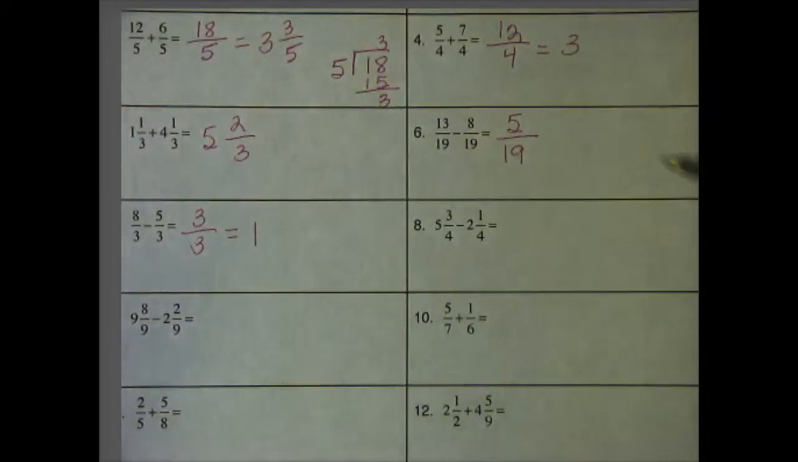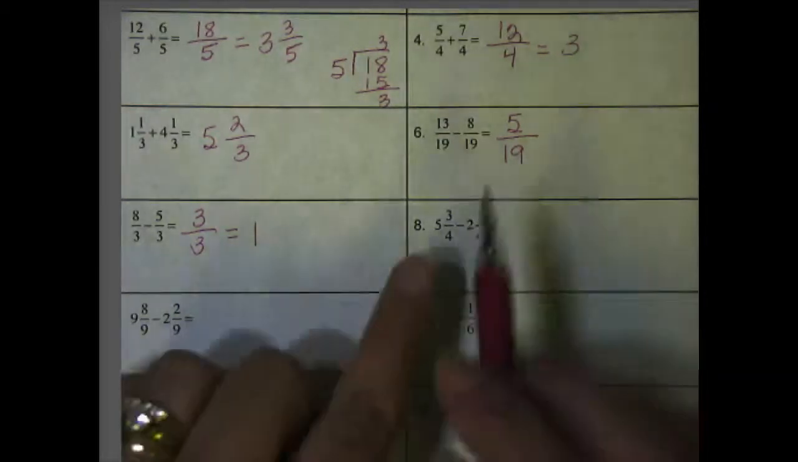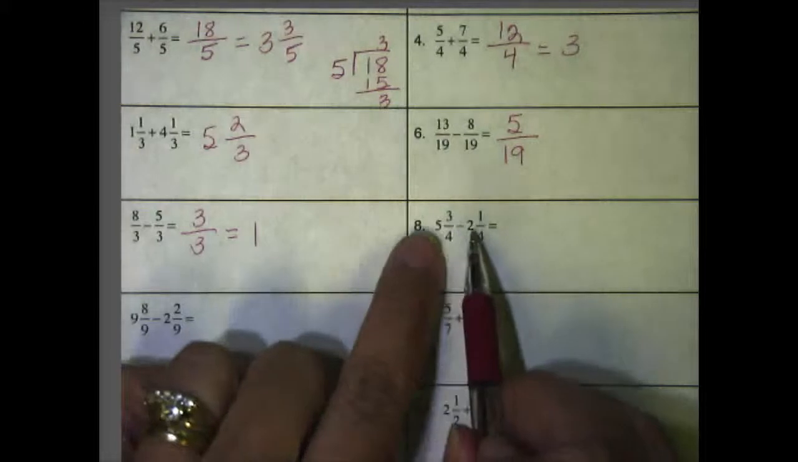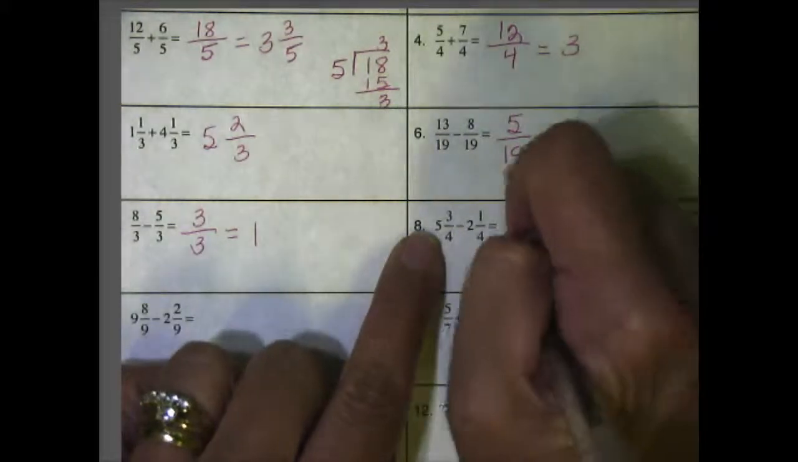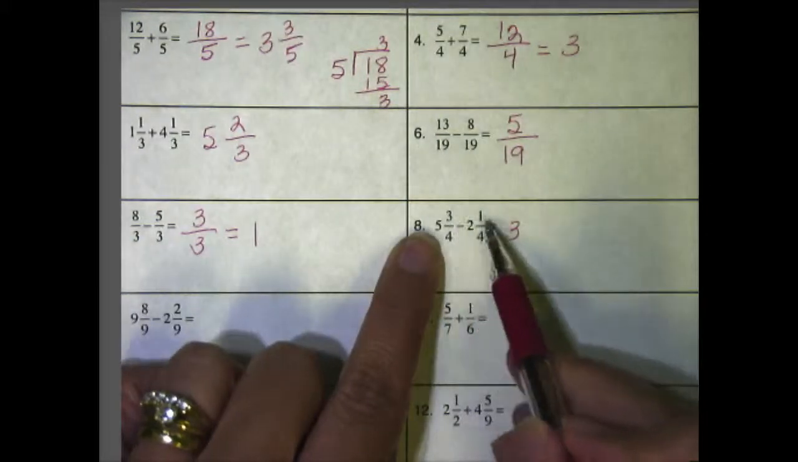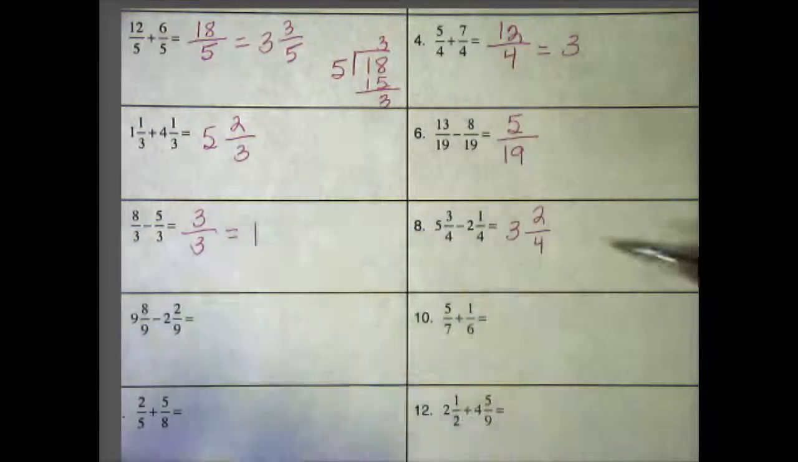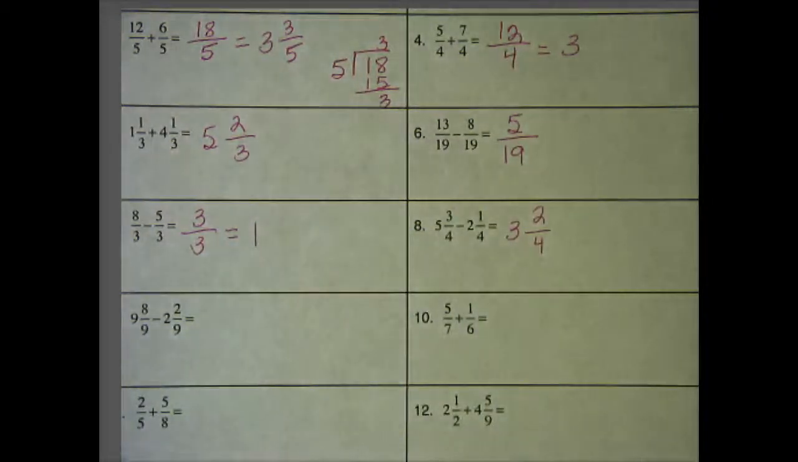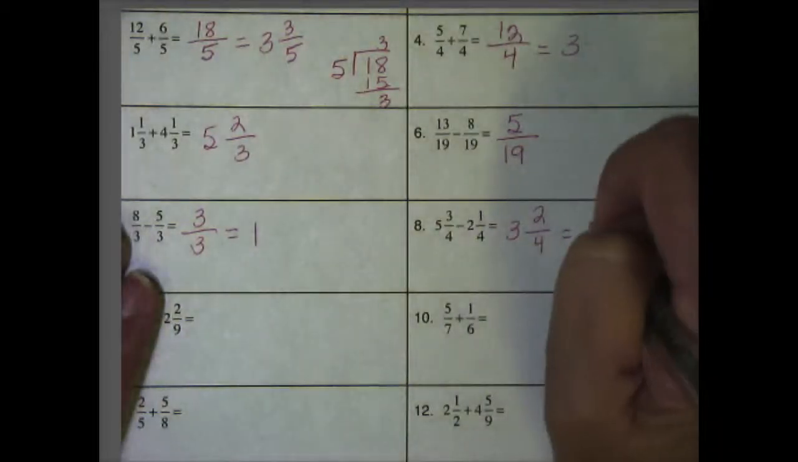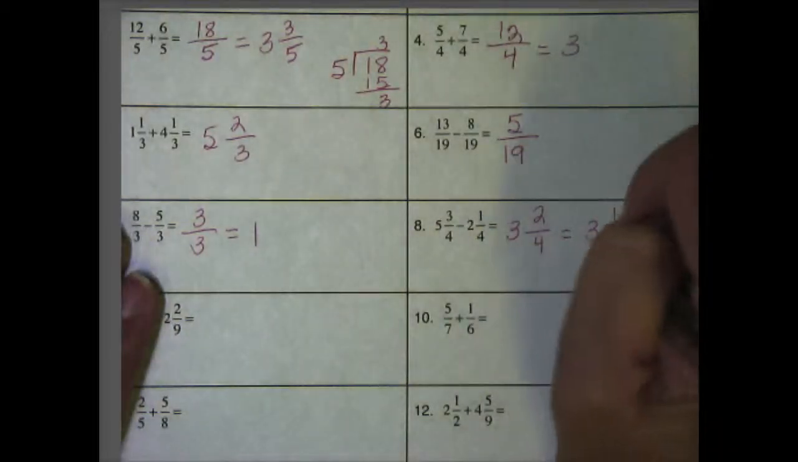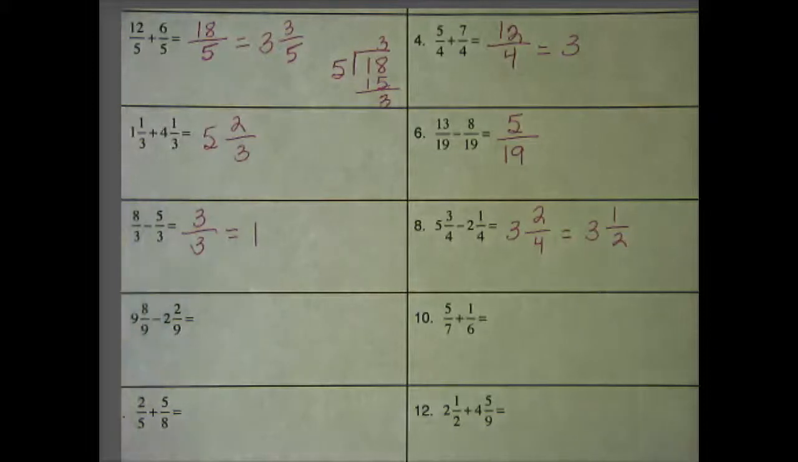In the case of number 8, we can do it like we did in number 5, only with subtraction. So we can subtract the two whole numbers. 5 minus 2 is 3. 3 minus 1, subtract the numerators, is 2, and the denominator stays the same. However, remember that anytime you're working with fractions, you need to simplify those fractions, and so we can see that 2/4 is the same as 1/2. So we simplify to 3 1/2.